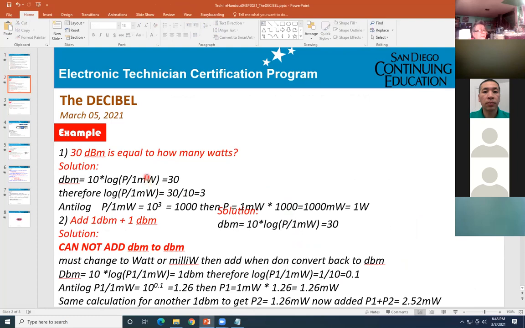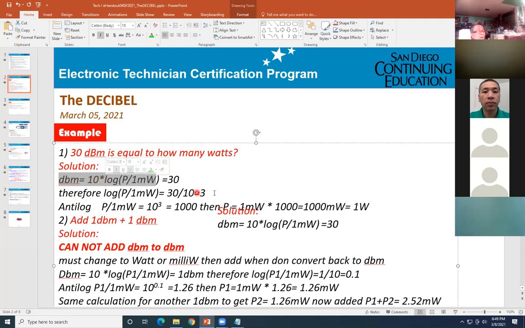Now, I'll give you an example. 30 dBm equals how many watts? First thing, you get the formula: dBm equals 10 log of P over 1 milliwatt. That's just the formula, and they give you dBm equal to 30. You get that?